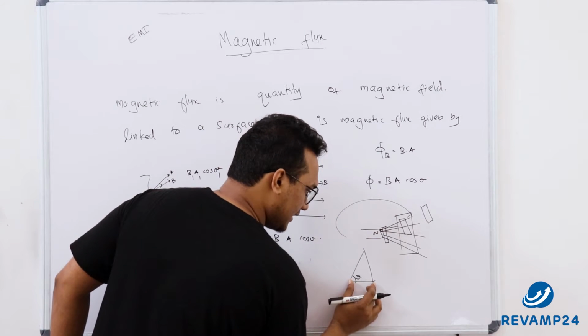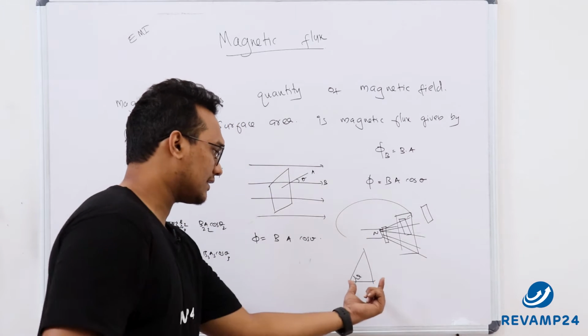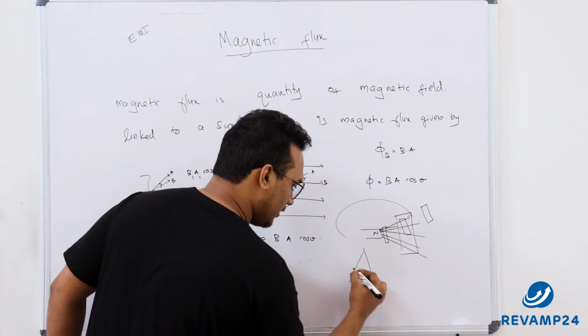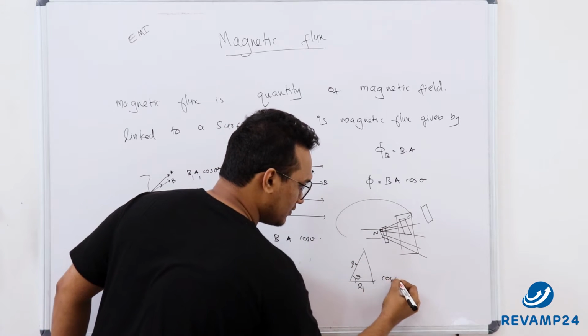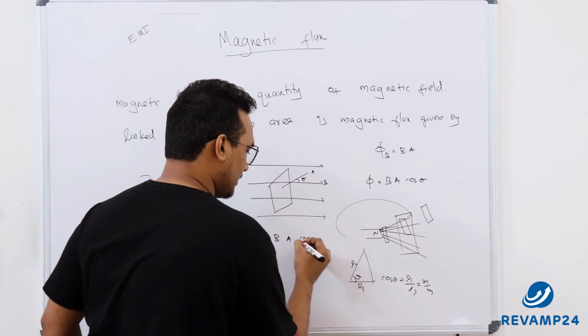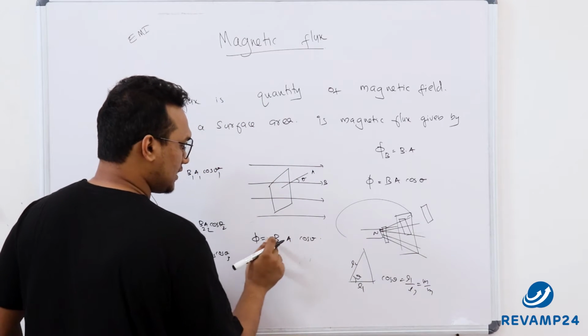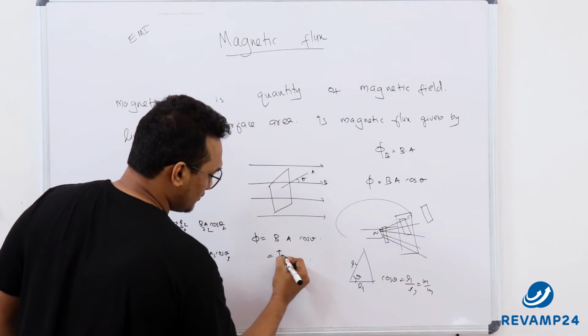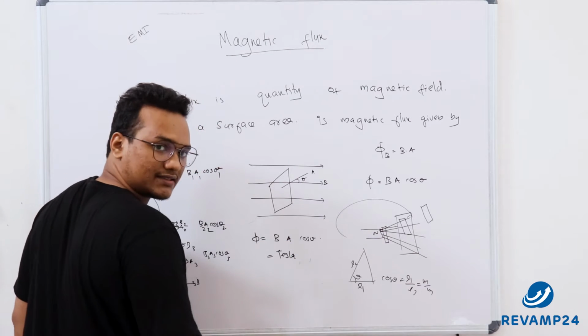What is cos theta? Cos theta is adjacent divided by hypotenuse. So length divided by length, meter divided by meter. L1 divided by L2 is cos theta. So it is meter divided by meter, no unit. And the magnetic field intensity, what is the unit? Tesla. Area, what is the unit?